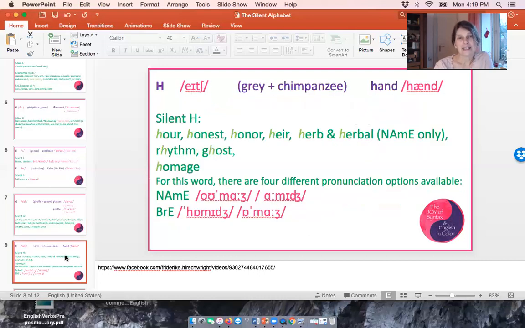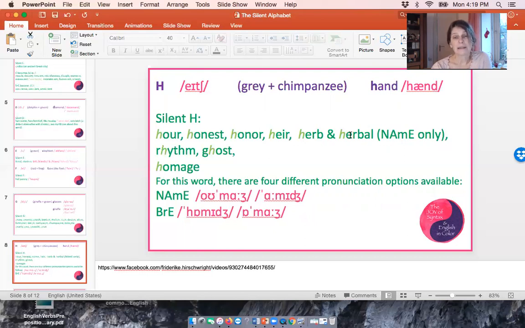Okay, now I would like to give you a few words in which the H is mute. But first, let's juxtapose the letter and the sounds. So the letter H is pronounced H when we spell. And in H, you hear two sounds. You hear an A as in gray and a Ch as in chimpanzee. An example word is hand. Okay, in the following words, the H is mute. Hour, honest, honor, heir, herb, and herbal.